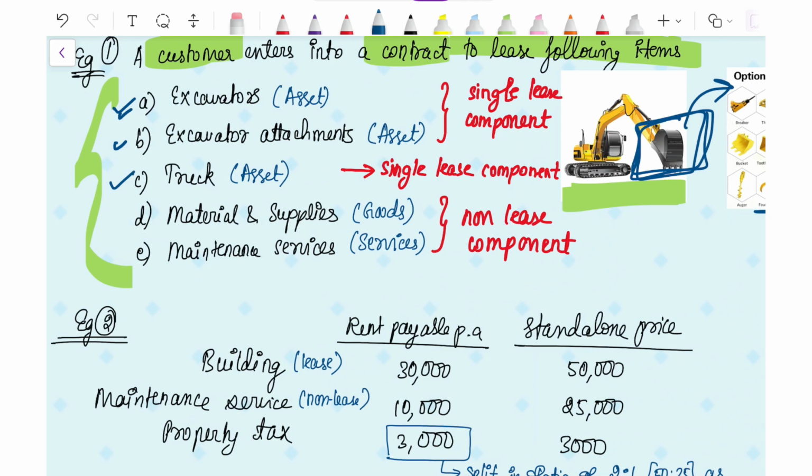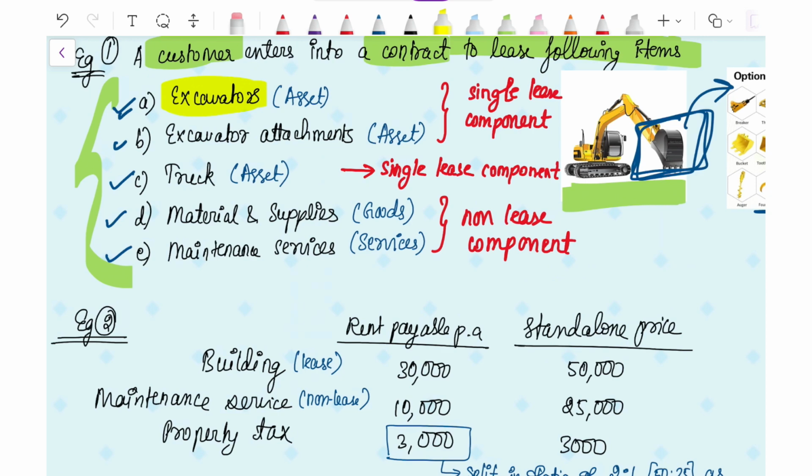Then you have a truck in that contract. Then you have a few materials and supplies, and then a few maintenance services. Now suppose all these items are in the contract. Let's start discussing each of the components. First, talking of the excavator: the excavator is an asset.